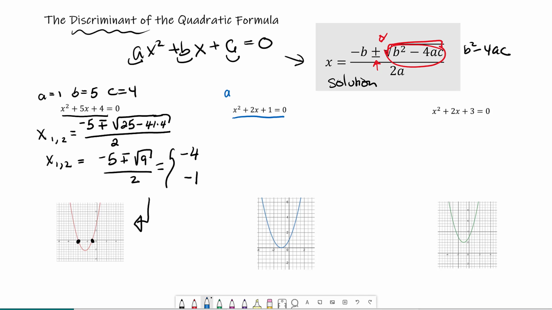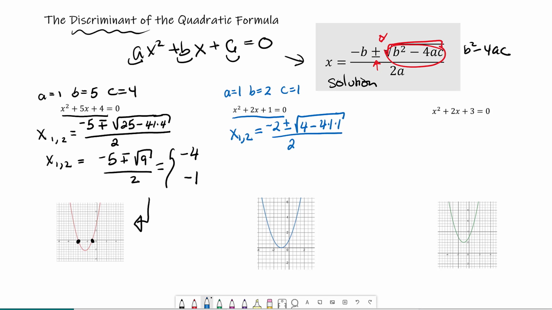In this case, our a is 1, our b is 2, and our c is 1. And again, we can look at our solutions. We have x1,2 equals minus b, so that's minus 2, plus minus the square root of b squared, which is 4, minus 4 times 1 times 1. In this case, a is 1 and c is 1, right? And then we divide it by 2a, which is just 2.